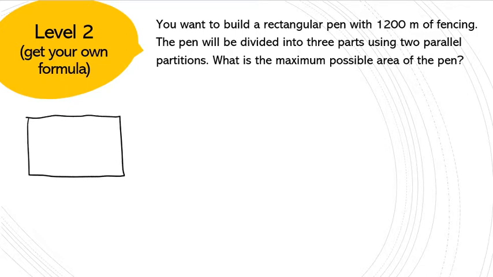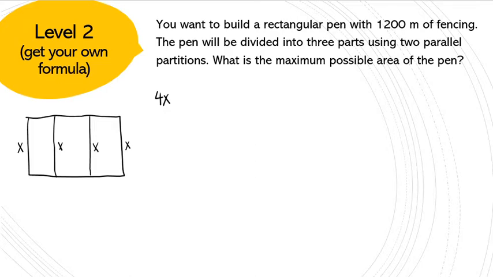And we have it divided into 3 parts using 2 parallel partitions. So 3 parts. We're going to put a partition here and a partition here. And I see that I have 3 parts. So we're using up fencing in the middle. And that's where it gets a little more complicated. So let's say the width of this rectangular pen is x. And I know these partitions are also going to be x long and x long and x long. So just by building the 2 outside widths and the partitions, I've used up 4x meters of fencing.